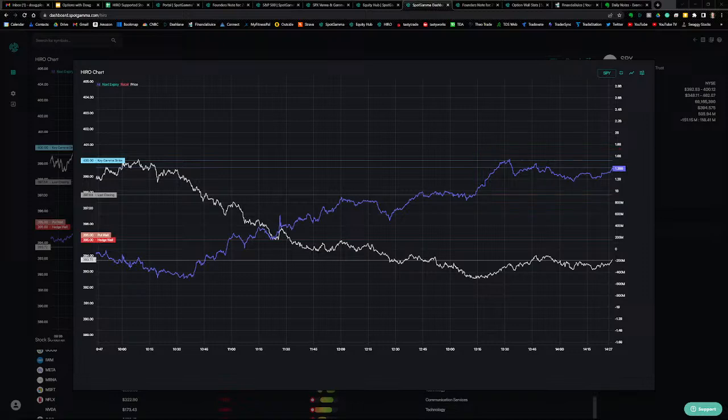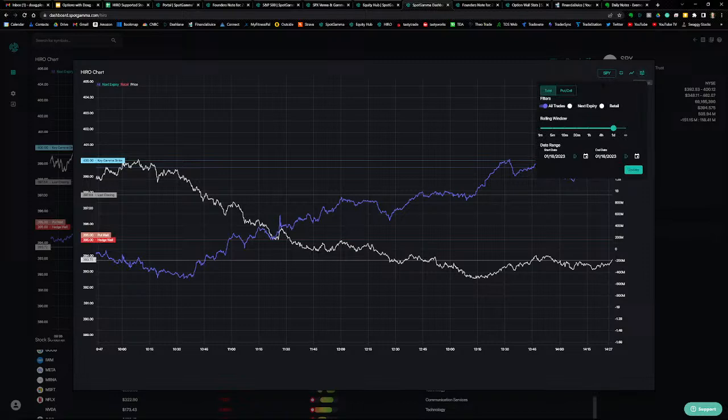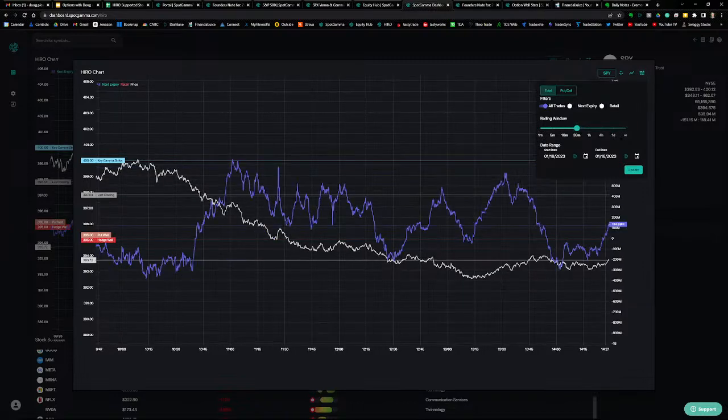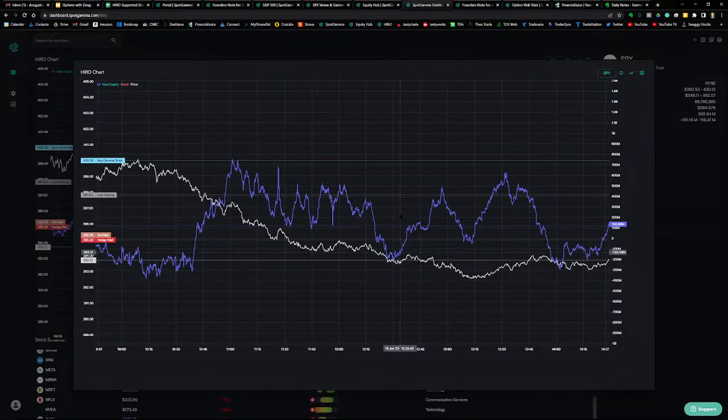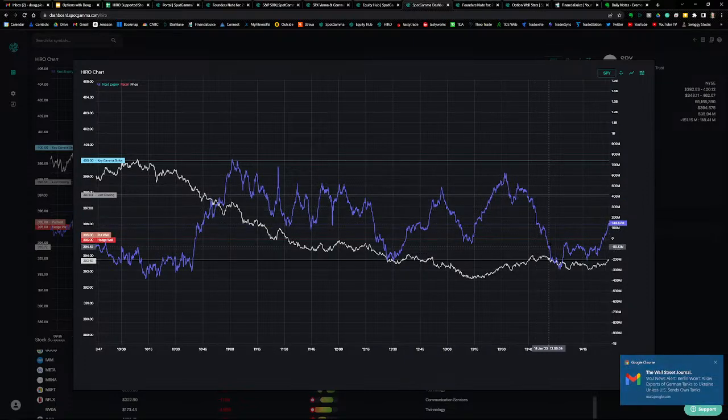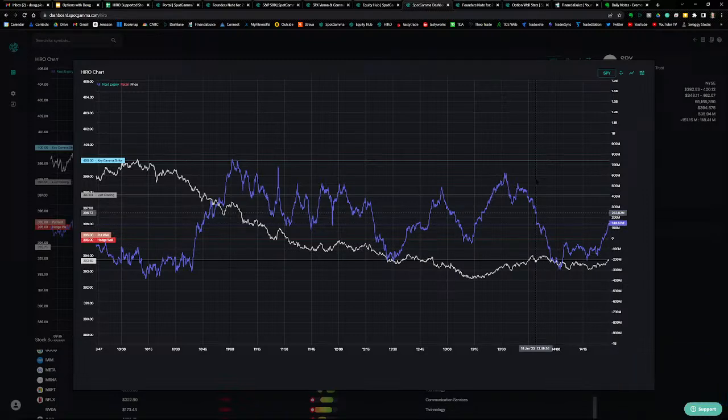And when you see it kind of flatlining like this, it's a good idea to change the rolling window to a shorter time period. I usually go back to 30 minutes so you can see these waves going up and down. And that gives you a better indication of what's going on. And again, this is looking at the last 30 minutes of data.